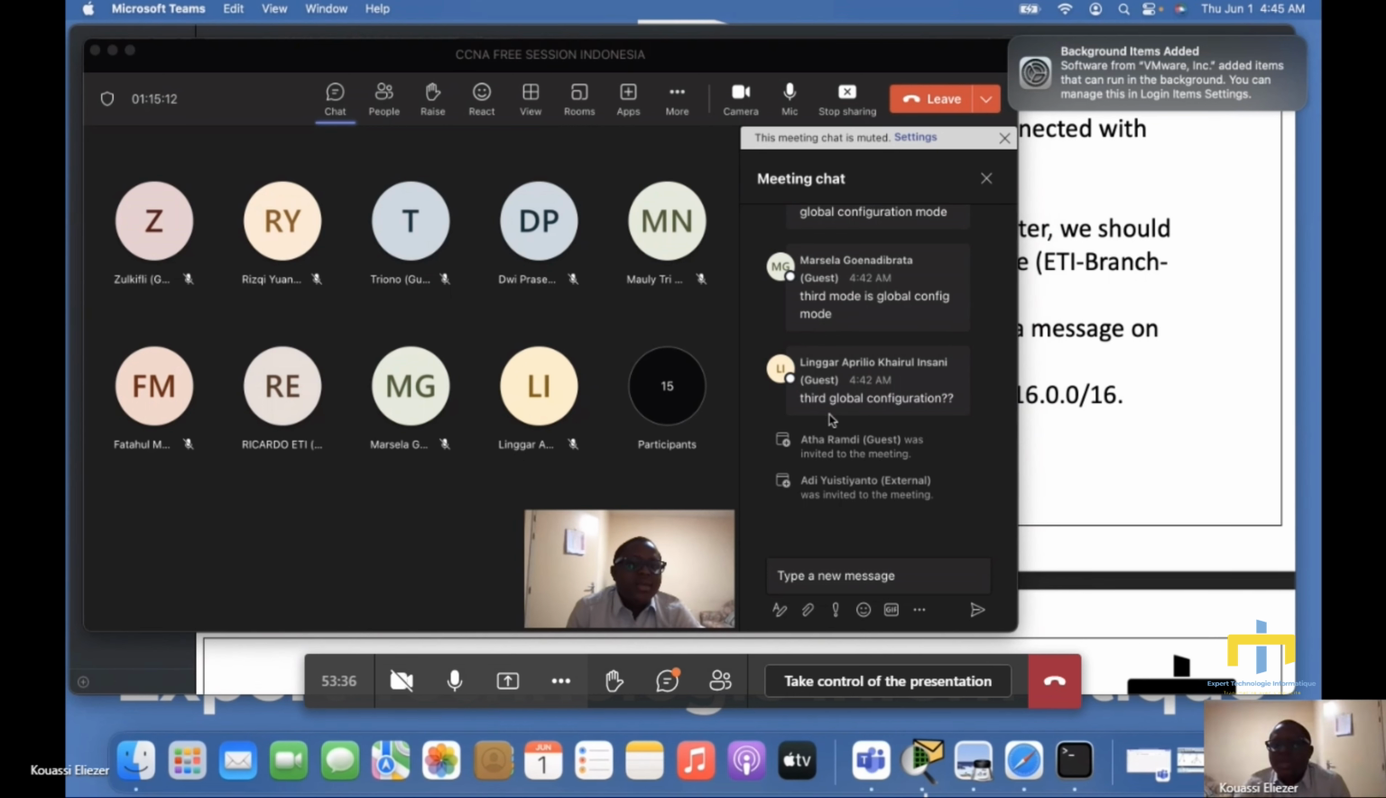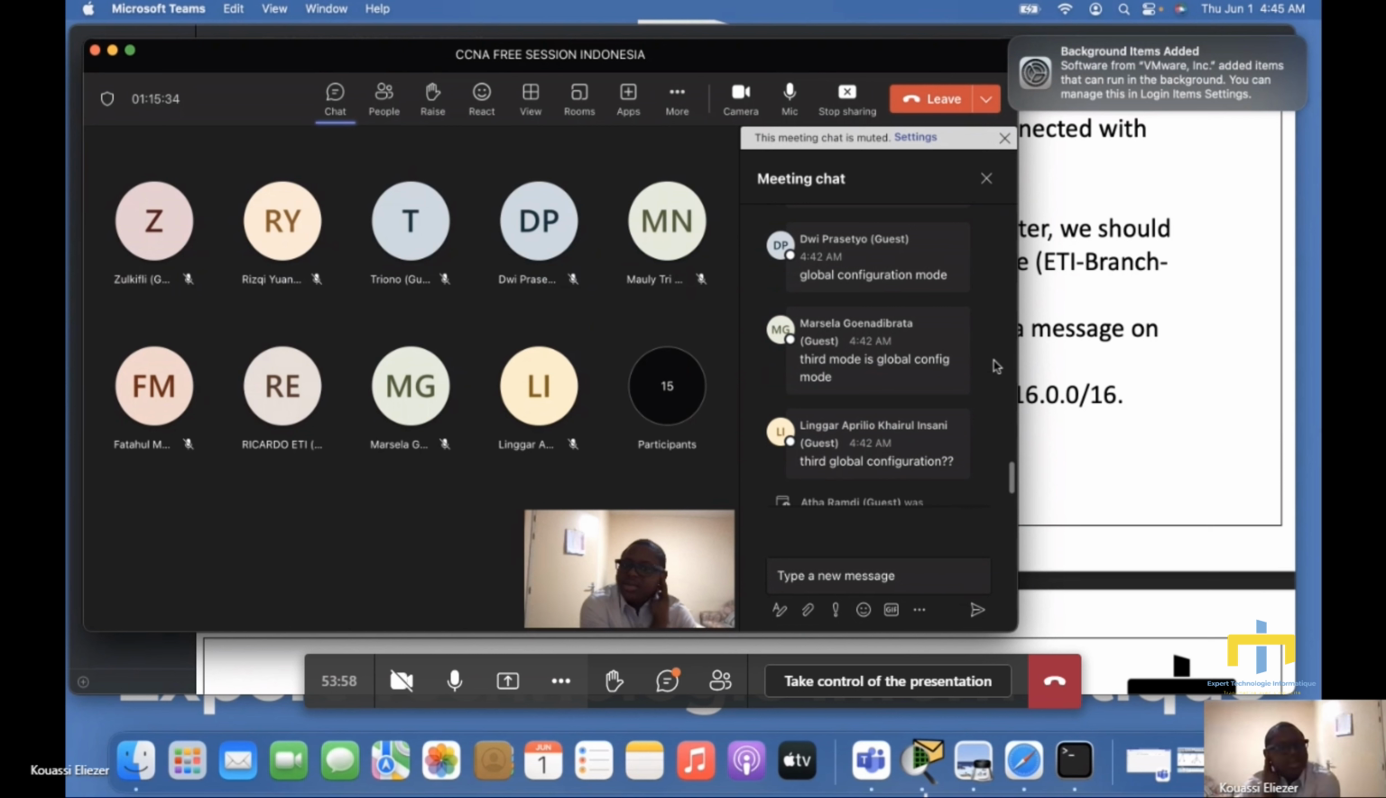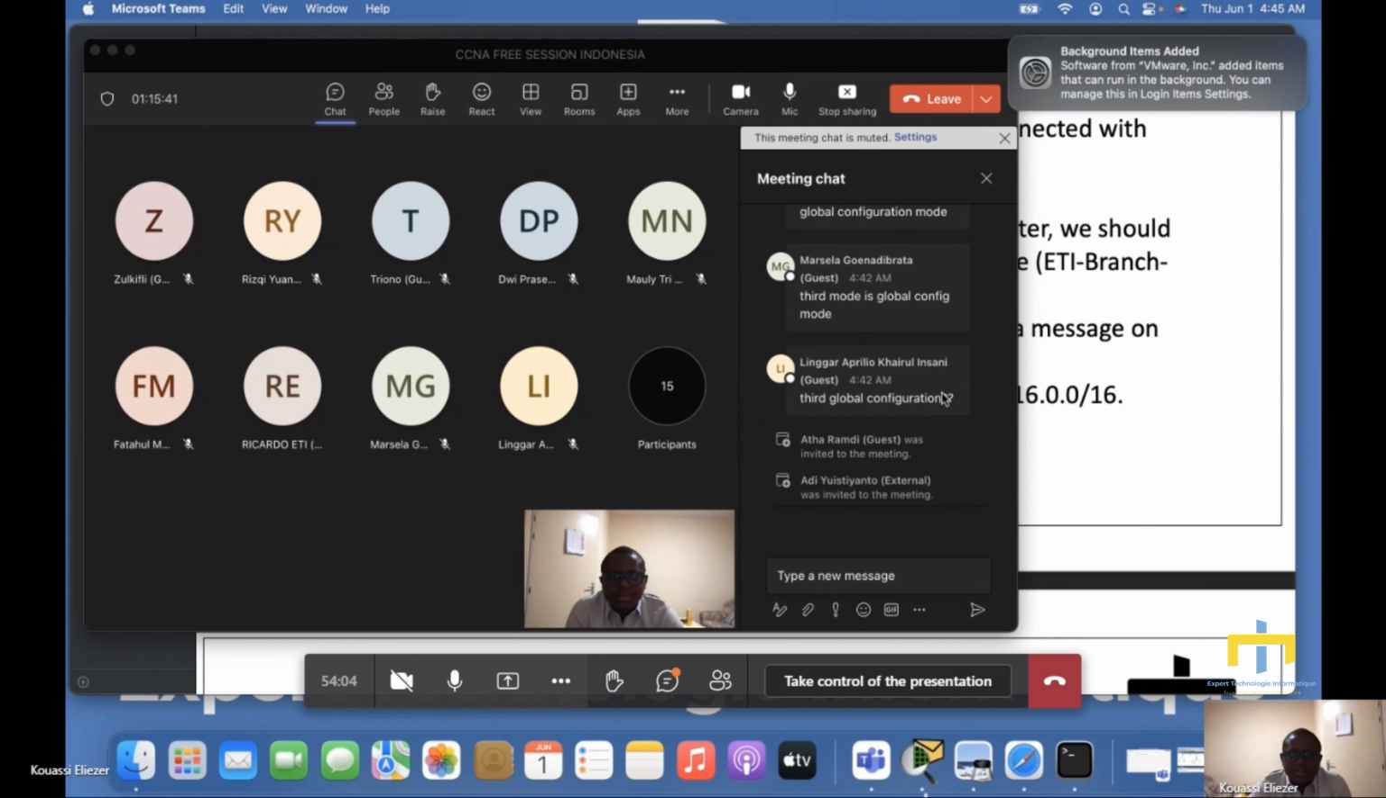Actually, the third mode, when you have access to the terminal, is called global configuration mode. You even see it, so it's not wrong. Global configuration or configuration mode is the same thing. Yes, it's correct what you're saying. Global config or config mode: some people say global config, some people say config mode. It's all the same.